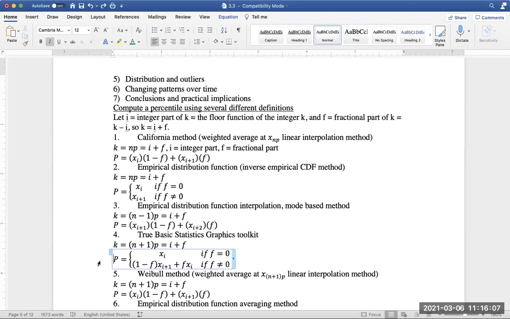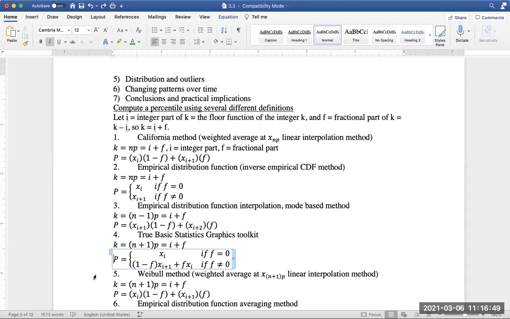So meaning that if F is 0, you're at X sub I. If F is slightly greater than 0, all of a sudden you become close to I plus 1, and then you approach X sub I until you get down to F equals 0. Then you all of a sudden jump back up to I plus 1, and then you jump to I plus 2, and then keep going down until you jump to I plus 3, and then you keep going down. It's this weird sort of jumping thing that it does here.